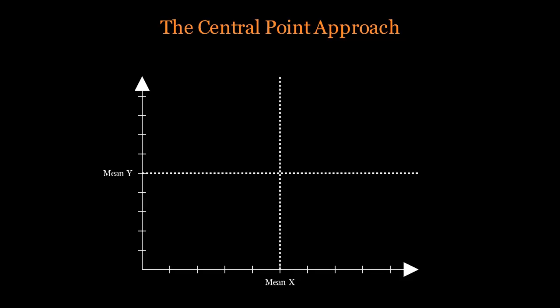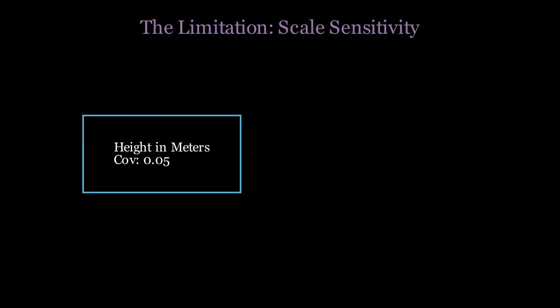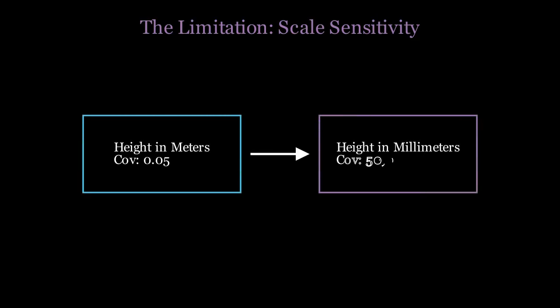Now, let's look at how covariance is actually calculated behind the scenes using a central point approach. Imagine we draw a vertical line at the average temperature and a horizontal line at the average ice cream sales. These lines divide our graph into 4 quadrants. In the top right quadrant, both temperature and sales are above average. In the bottom left, both are below average. In both cases, if we multiply their differences from the mean, we get a positive number. If most of our data points fall into these 2 quadrants, the sum will be positive, resulting in positive covariance.